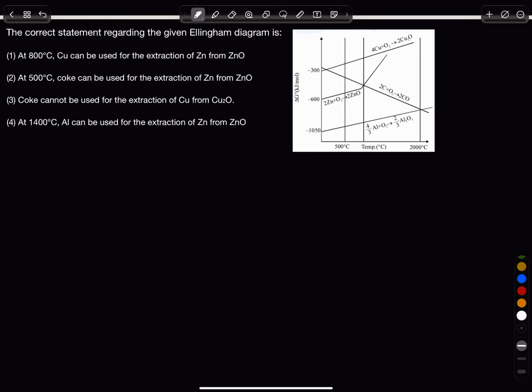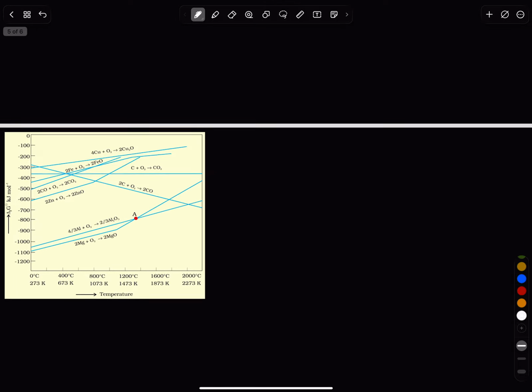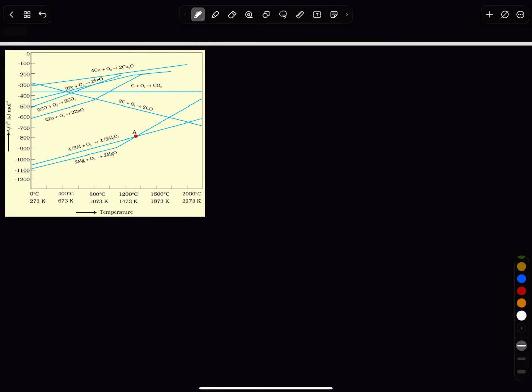Hi everyone. So let's solve this multiple choice question based on Ellingham diagram. But before that, let's understand what is Ellingham diagram. So here you can see this is basically Ellingham diagram. And here the graph is in between delta G naught versus T, right? So on y-axis you can see delta G naught, the value is negative, we will understand that part. And here on x-axis temperature is there, right?